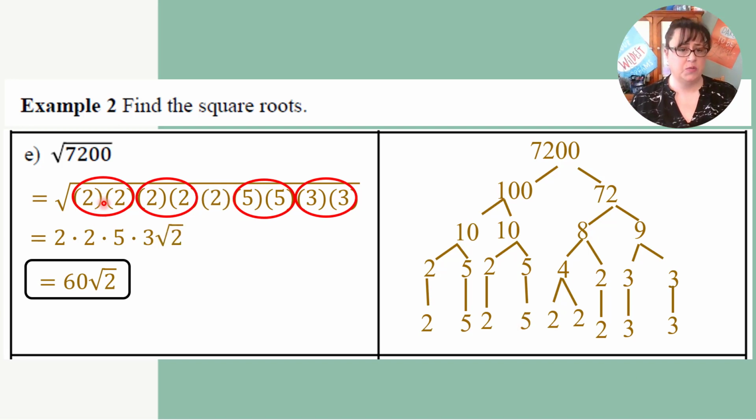This is really the square root of 4. The square root of 4 is 2. The square root of 4 is 2. The square root of 25 is 5. The square root of 9 is 3. The square root of 2 is just the square root of 2. So it's going to stay right there. 2 times 3 is 6. 2 times 5 is 10. 6 times 10 is 60. So be careful. There are times that you cannot take something out of the square root.